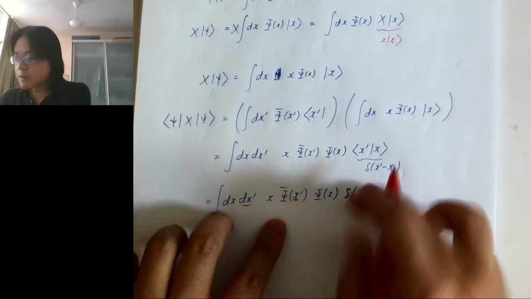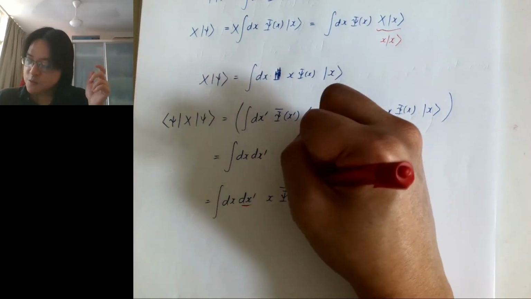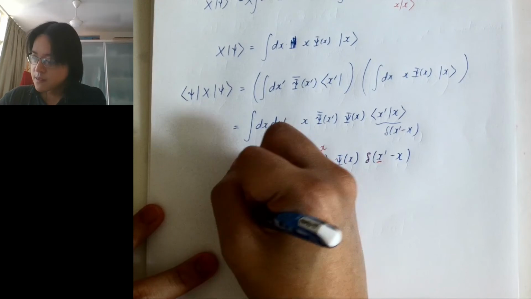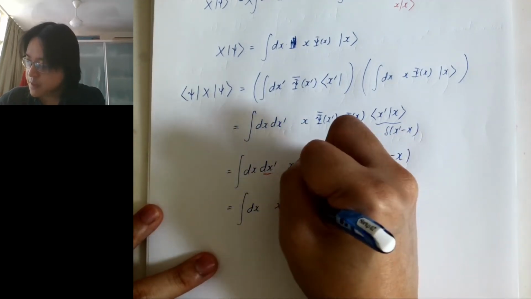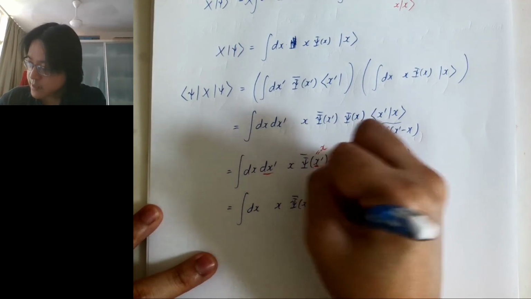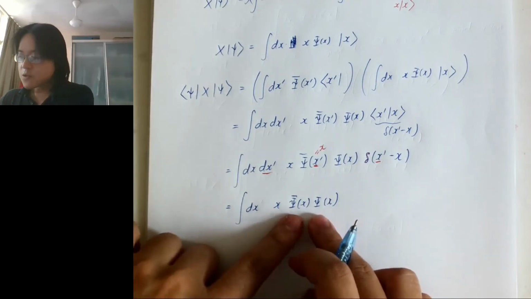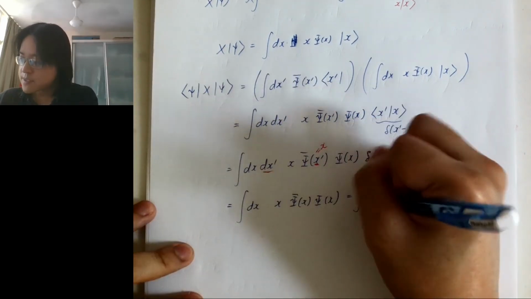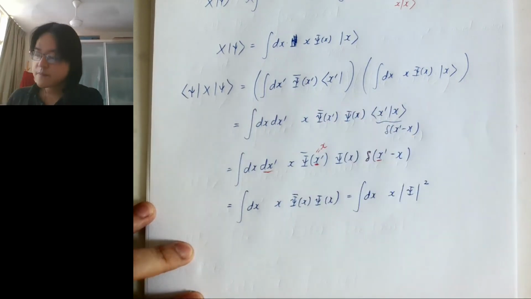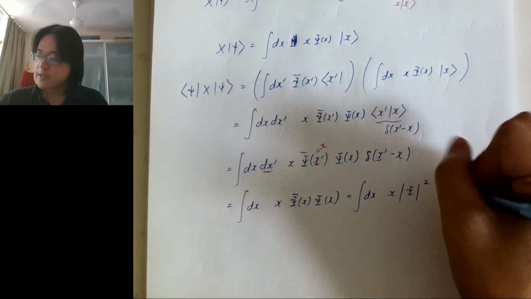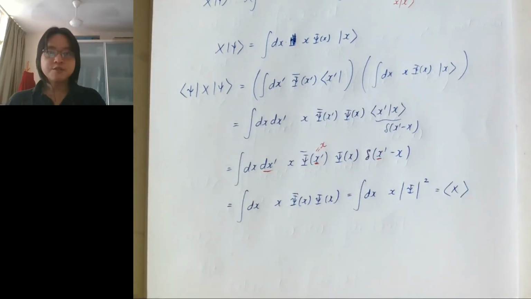If I integrate with respect to x prime, the delta function is a magic function. It just turns this to make it the same as x. So this becomes the integral dx x psi bar of x psi of x, and then the rest is gone. So what is this? This is just the absolute value, so this is the integral of x times the absolute value of psi of x squared. This is the formula to calculate the expectation or expected value of your position.